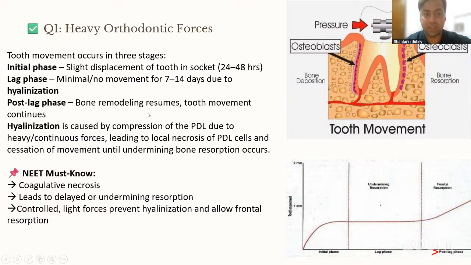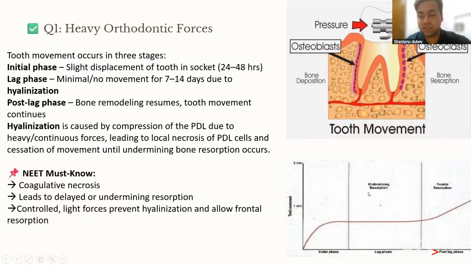And finally, the post-lag phase, where the bone remodeling resumes. Whenever there is bone resorption from the front end, this is frontal resorption. And whenever there is hyalinization, the osteoclasts cannot come from the PDL side, they come from the bone side, which is called undermining resorption, which takes some time. And hence, there is a gap of 7 to 14 days. So after the initial phase, there is a lag phase of 7 to 14 days for the hyaline layer to move out using undermining resorption, and that's what causes the lag. Post lag phase, the bone remodeling resumes, and there is tooth movement. So there's no doubt about that.